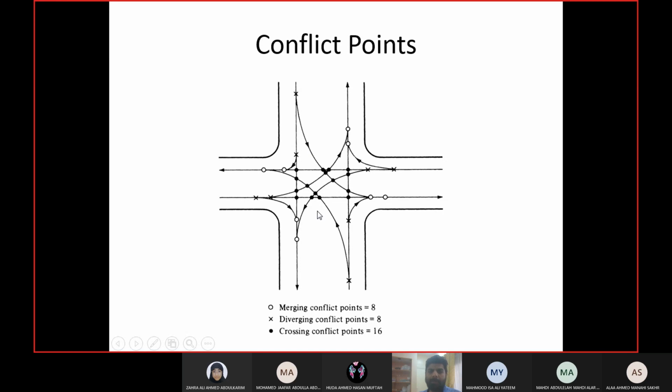So from each side, how many movements are possible? Draw all of them. When you draw all of them, these conflict points are already in place. You see what they have done? They have made arrows for all the movements which are possible from each side. You see, left arrow, straight arrow, right arrow. So these arrows are there, and wherever these arrows are intersecting, these are the conflict points. And then you work on how we can eliminate them.